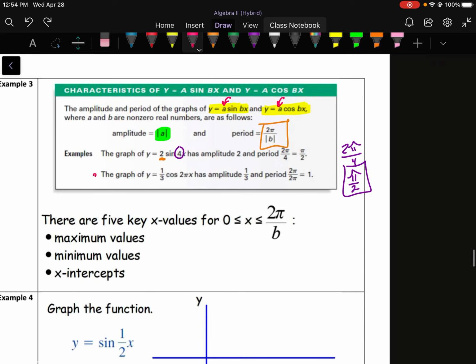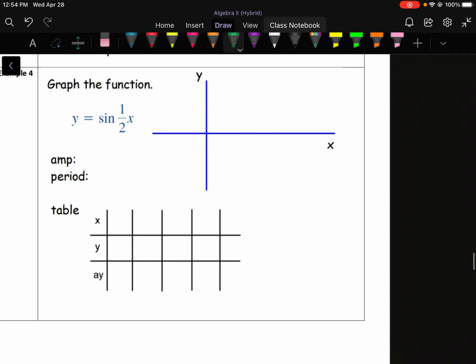And then you can see there's another example here for you. And then there are 5 key values. I'll talk about how to find those 5 key values here in just 1 second. But the main 2 that you need are, we're always going to start at 0, and then we're going to end at wherever our period ends. So for example, this one right up here, we're going to start at 0 and end at pi over 2. And I'll talk about how to get the other 3 values for our table.